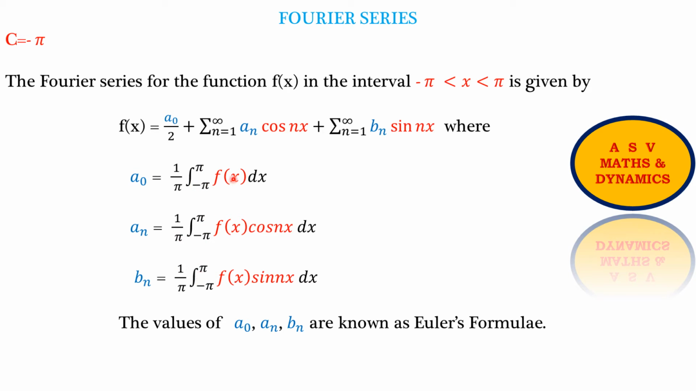But the functions and the cos nx: for a n it is by default f of x cos nx dx. This is the given function, so you multiply with cos nx. In b n, the given function with sin nx. This is the standard one for this. According to the limit, you have to write the Fourier series formula like this.